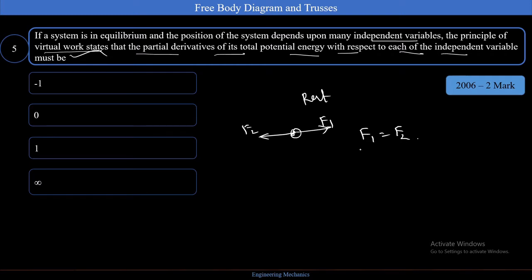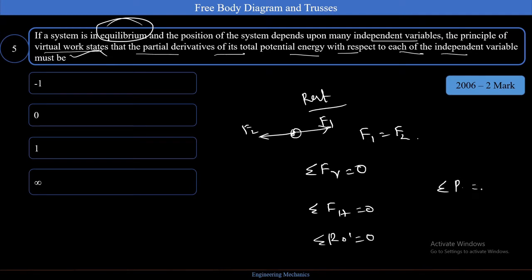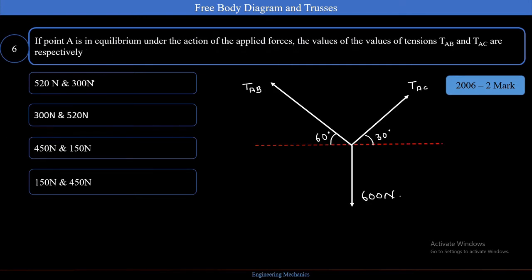If they say it is in equilibrium, I consider my body is at rest. So what I will say is my summation of vertical force is 0, my summation of horizontal force is equal to 0, my summation of rotational is equal to 0, my summation of potential energy or kinetic energy is 0. So I can say my answer is option B, it is 0. This is one of the simplest sums.